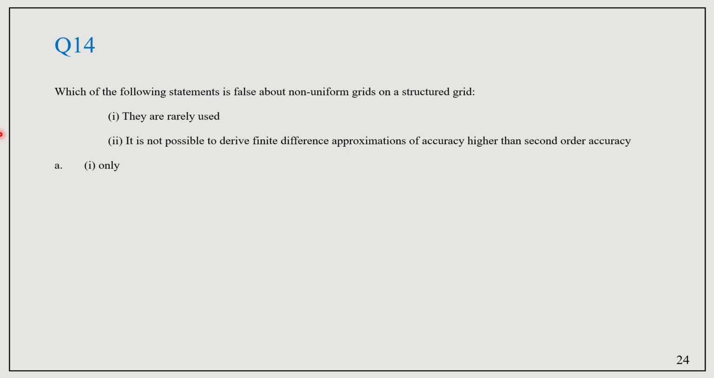Two statements are given, and we are asked to find which of the statements is false. We'll see the options first. Option A, 1 only. Option B, 2 only. Option C, both 1 and 2. Option D, neither 1 nor 2. Read the question carefully. It is about asking which of the following statements is false.